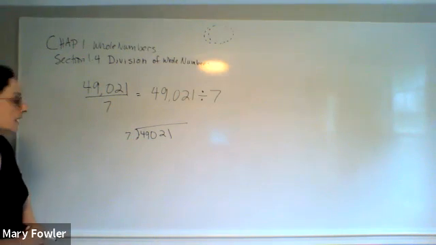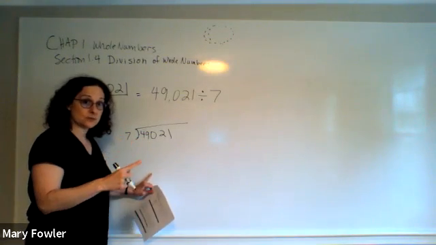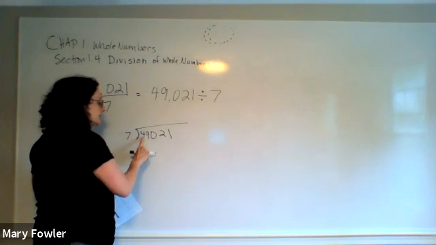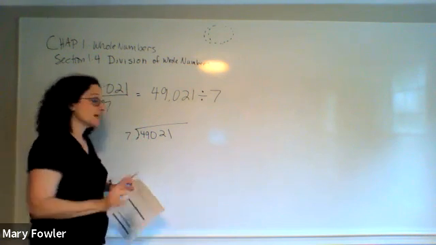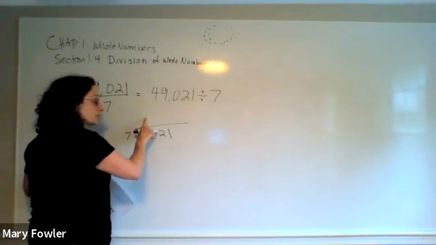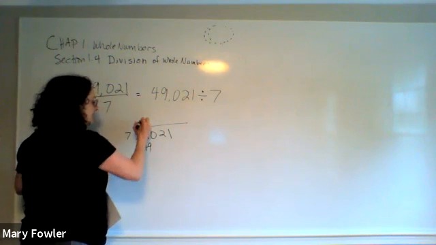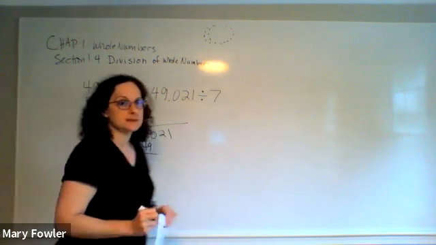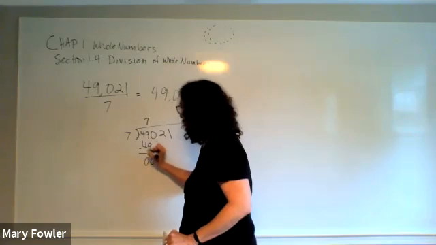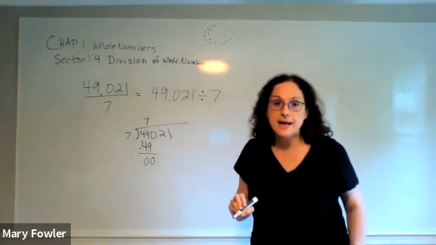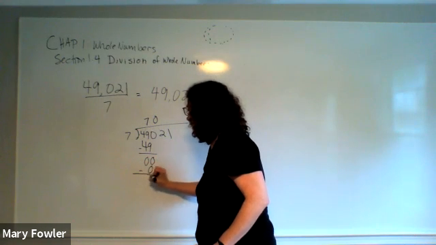Okay, good. So we're going to do the same process or algorithm that we used in the previous problem. 7 goes into 4, it does not, so we have no number above the 4. 7 goes into 49, it does, and so our first value that we're going to record is above the 9. 7 goes into 49 7 times. 7 times 7 is 49, and then we subtract. We get 0, and now we have to bring down the other 0. 7 goes into 0 how many times? 0. 0 times 7 is 0, and we subtract.